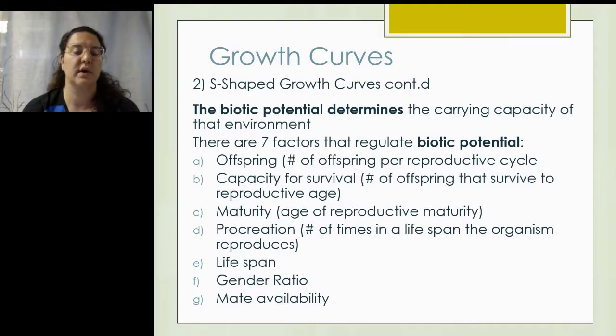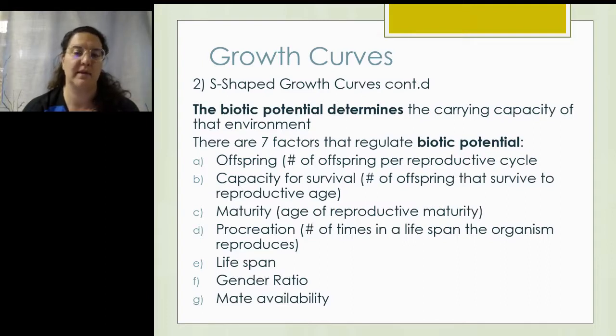And this also occurs along with the procreation, so the number of times an organism can reproduce. Also, the gender ratio. The more female organisms you have, where there is a lower number of offspring, the more likely your biotic potential is higher, because females can carry more. The more females you have, the more offspring can be born.